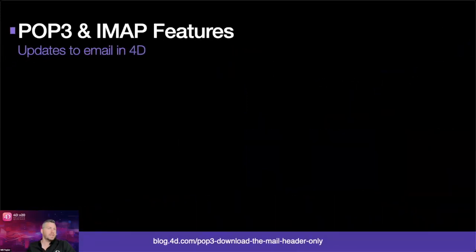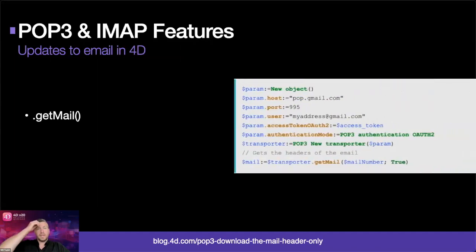And now onto some interesting email features with POP3 and IMAP. When retrieving email messages using POP3, it is possible to retrieve only the message header, which contains information such as sender, subject, and date, without downloading the entire body of the message. And starting with 4D v20, the getMail function of the POP3 transporter has been extended with a new parameter that allows you to retrieve the emails without getting the full body.